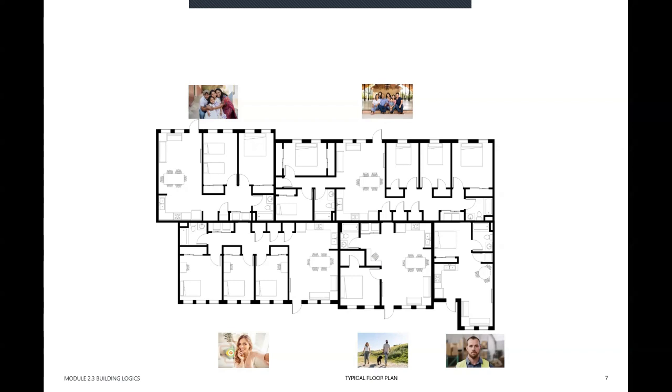So we have a studio apartment for a single person. We have a one-bedroom apartment for a couple. We have a three-bedroom apartment for three roommates. We have a two-bedroom apartment for a small family with two kids. And then we have a five-bedroom apartment, which is for a multi-generational family.